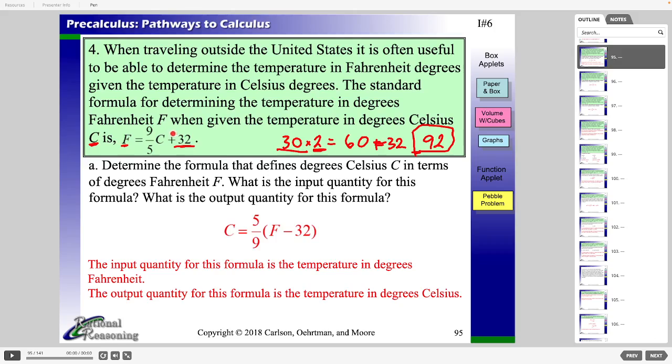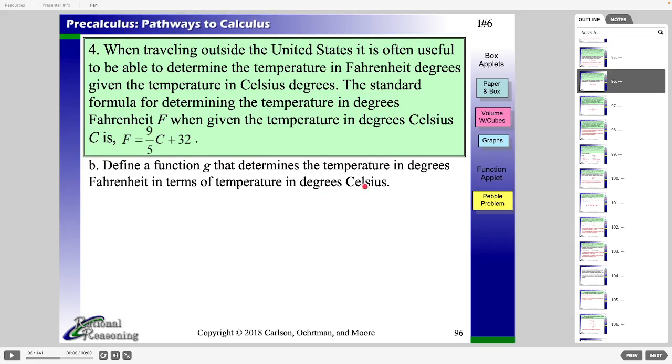So instead of adding, we are subtracting. The other thing you see is that the order of operations has changed. We're doing the subtraction first and then the multiplying, whereas up here we did the multiplying and then the adding. And notice we're multiplying by the reciprocal of 9/5, 5/9. So, the difference between multiplication and division inverses.